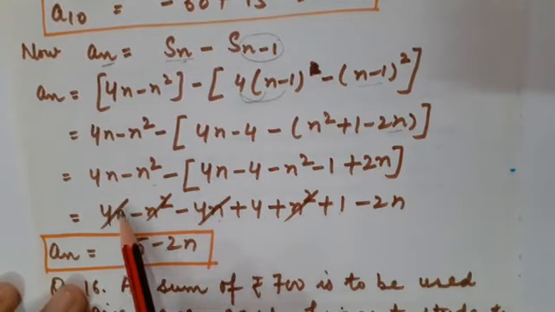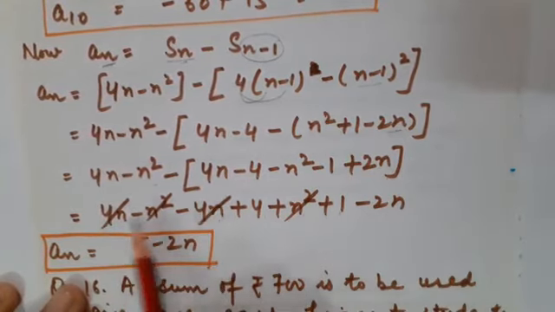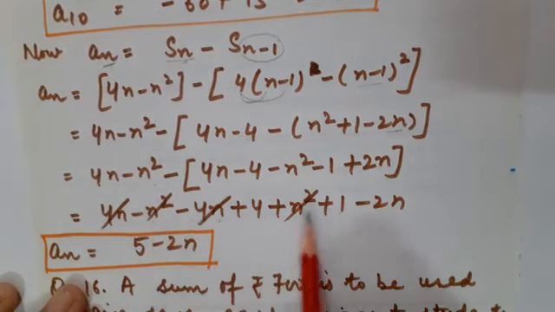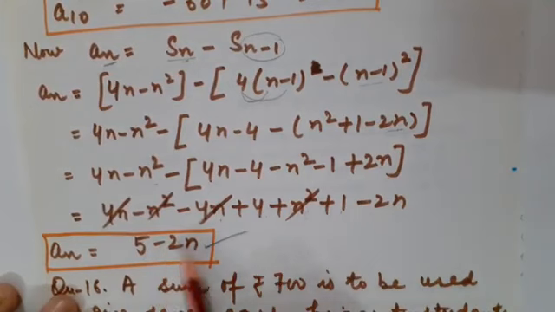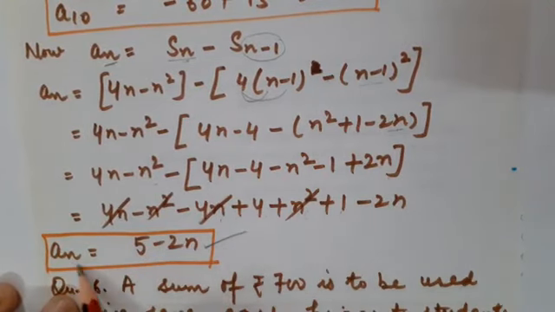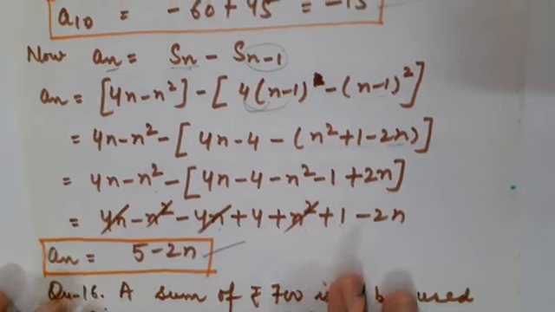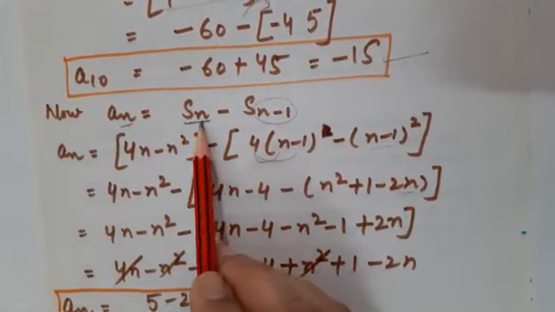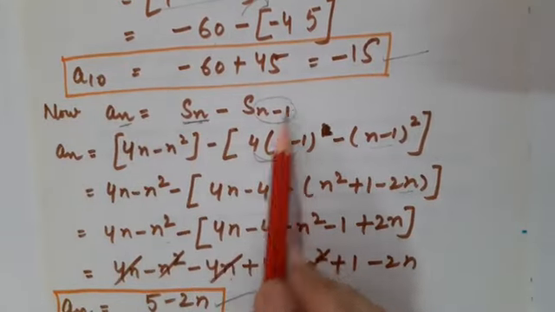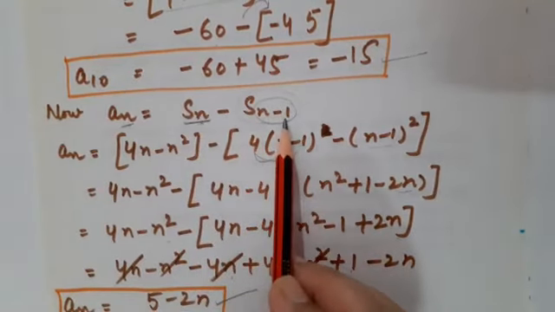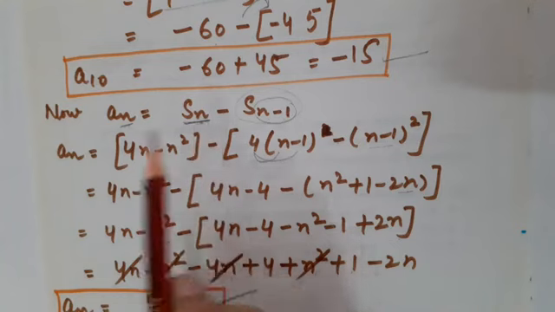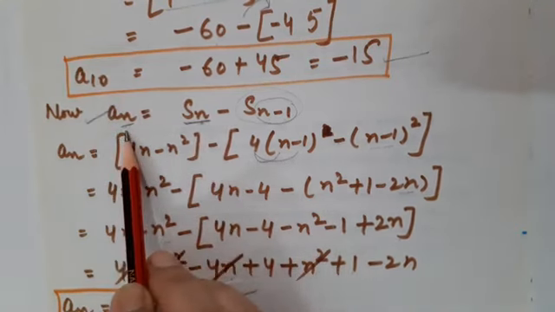Correct, students? So this minus 4n and plus 4n are both going to be cancelled. Here also n square and minus n square are going to be cancelled. So ultimately what have I got? I have got the answer as 4 plus 1, that is 5 minus 2n. So this is what, children? This is how to find the nth term of an AP when you have the sum of first n terms given. Correct? So in short, whenever you subtract the sum of n minus 1 terms from the sum of first n terms, then you can easily calculate the nth term of the AP.